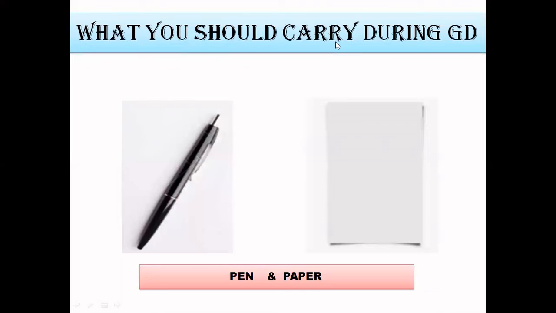The second thing is, what should you carry during the group discussion? Sometimes we get confused about whether I should carry something inside this group discussion round, but my suggestion is you must carry a pen and a blank paper so that during the group discussion round you can note down those points, so that when you are allowed to speak or when you get that opportunity, you can speak chronologically. If you have those points written in front of you, then it will be an advantage for you.